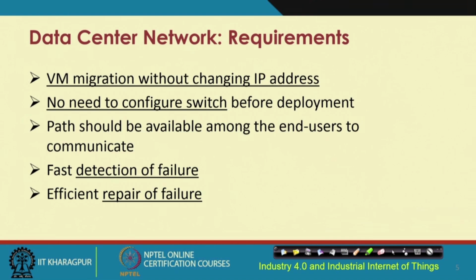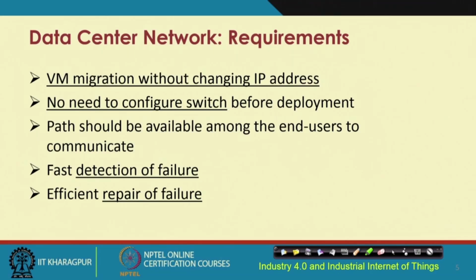The third requirement is that paths should be available among the end users to communicate. End users should have different paths in the data center network which will help them to communicate between different instances, between different users and so on. So, basically it has to be fully networked. This is very important. Fully networked means then only you would be able to have different paths as per the dynamic requirements that come up.